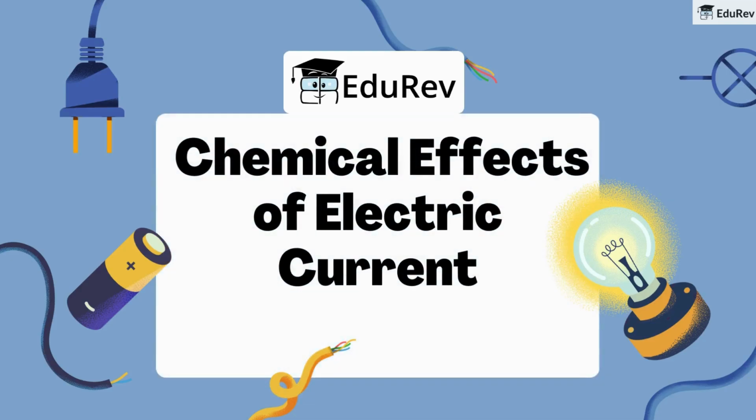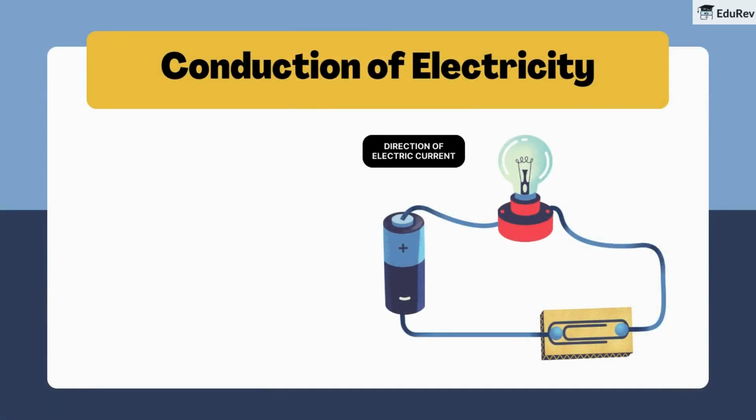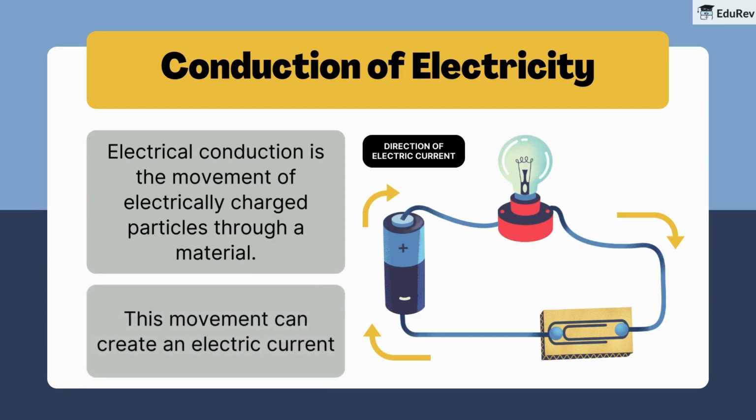Hello everyone. Today we're going to learn about the chemical effects of electric current. Let's start with understanding what electrical conduction means. Electrical conduction is the movement of electrically charged particles through a material. This movement can create an electric current.